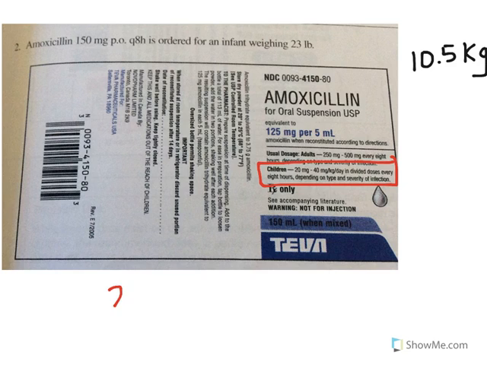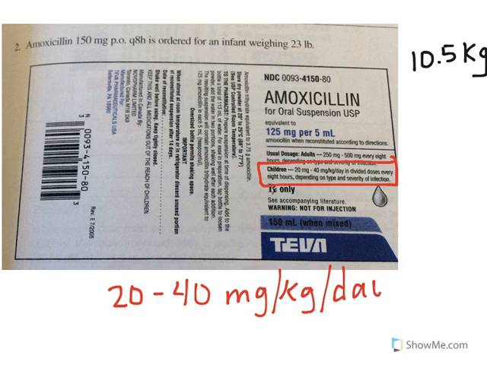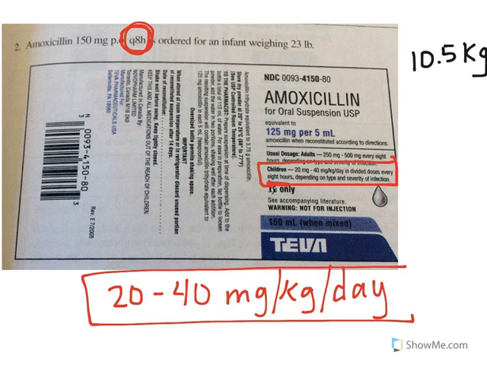Notice it says 20 to 40 milligrams per kilogram per day, divided into doses every 8 hours. Looking at our order, we are dividing into doses every 8 hours, so that matches up. We're now going to take this information, 20 to 40 milligrams per kilogram per day, and use that to figure out our safe dosage for this child.